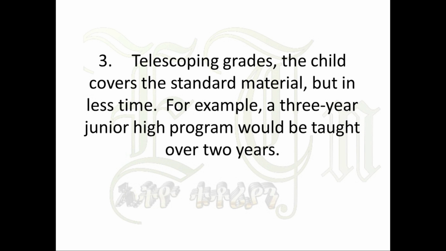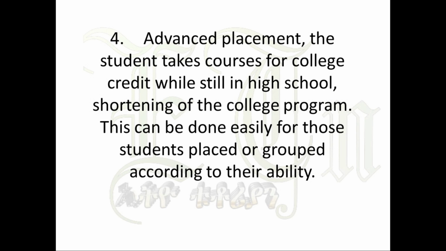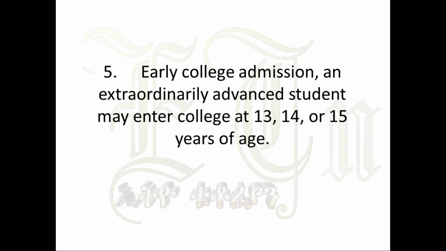3. Telescoping grades. The child covers the standard material, but in less time. For example, a 3-year junior high program would be taught over 2 years. 4. Advanced placement. The student takes courses for college credit while still in high school, shortening the college program. This can be done easily for those students placed or grouped according to their ability. 5. Early college admission. An extraordinarily advanced student may enter college at 13, 14, or 15 years of age.